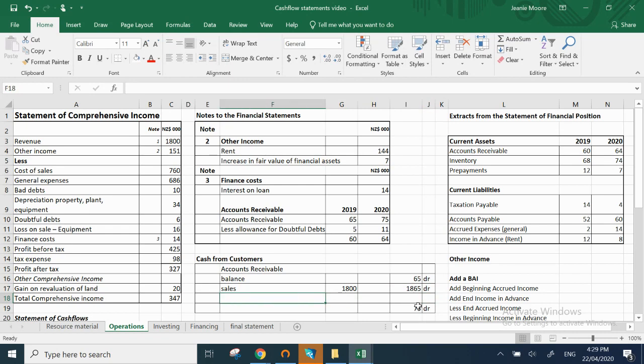Then I've got to look for anything that's going to make my accounts receivable go down. Now, there may be something, there might not. But having a look through here, the sorts of things we're looking for are bad debts and discount allowed. In this case, I have bad debts.